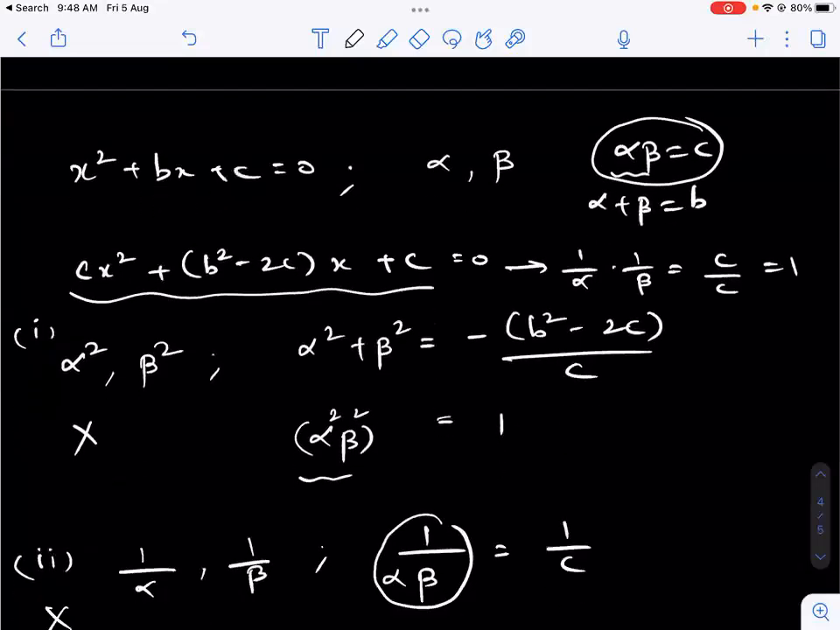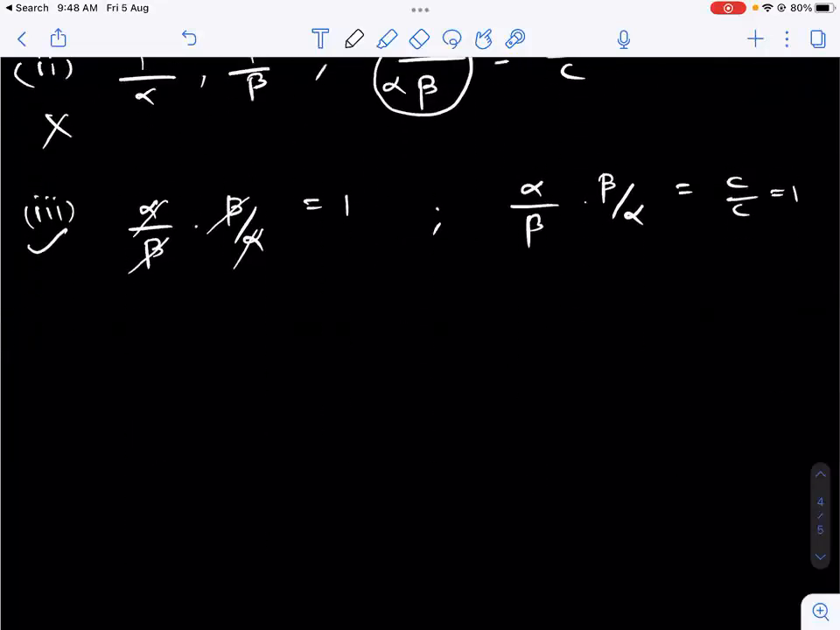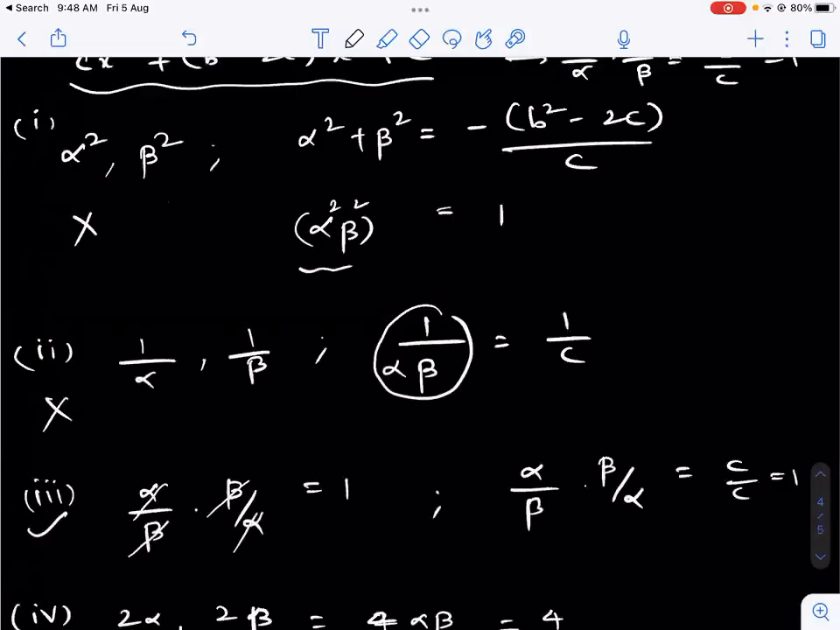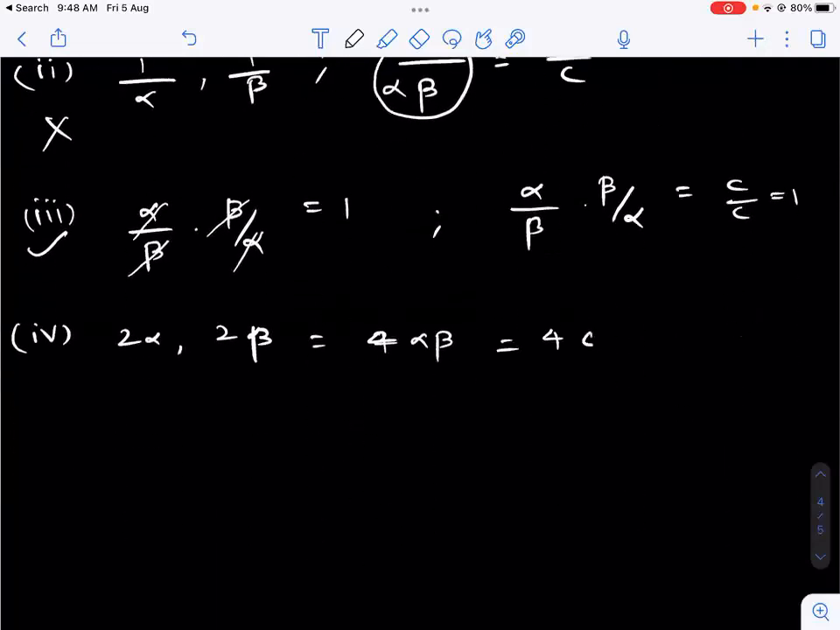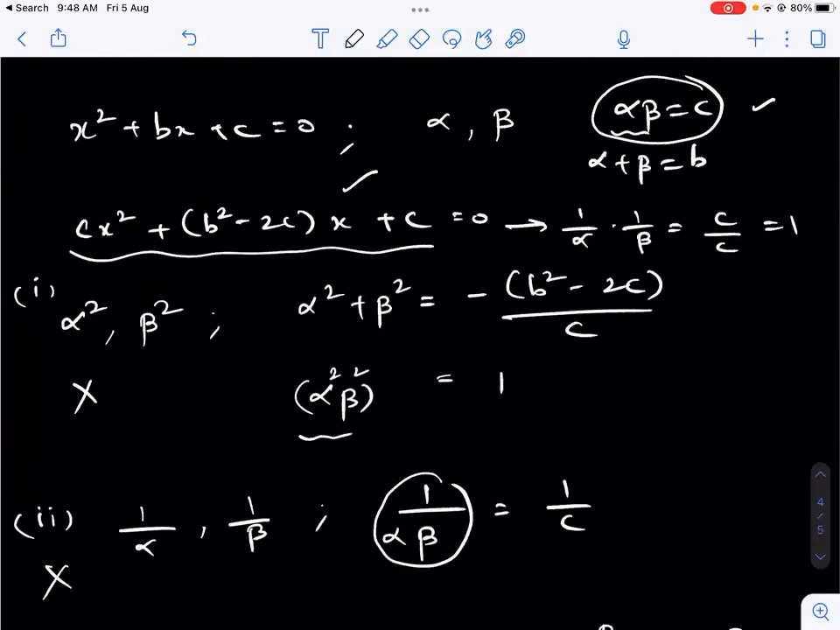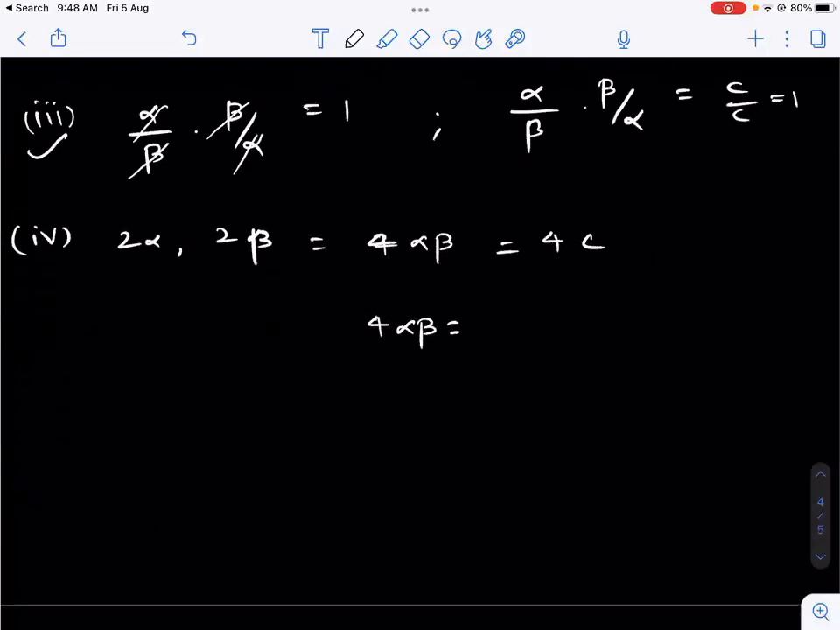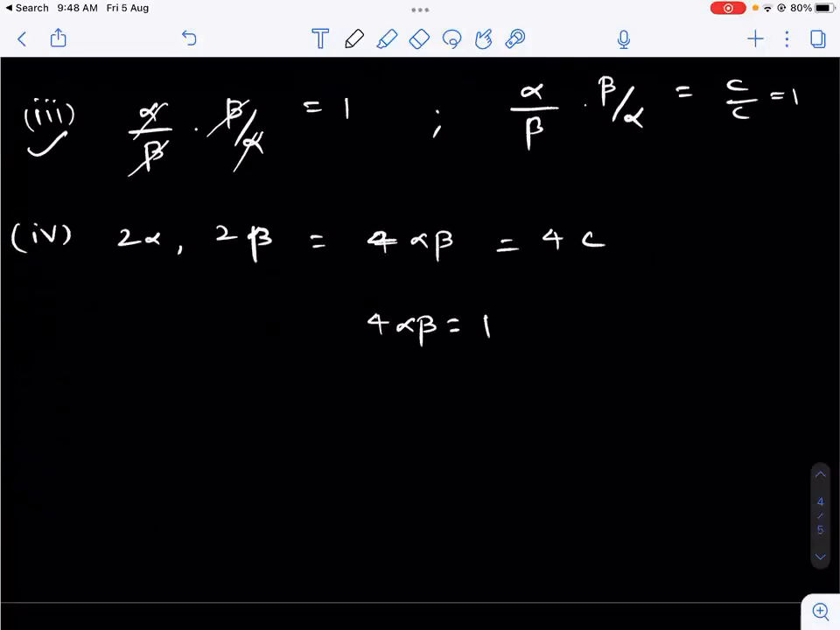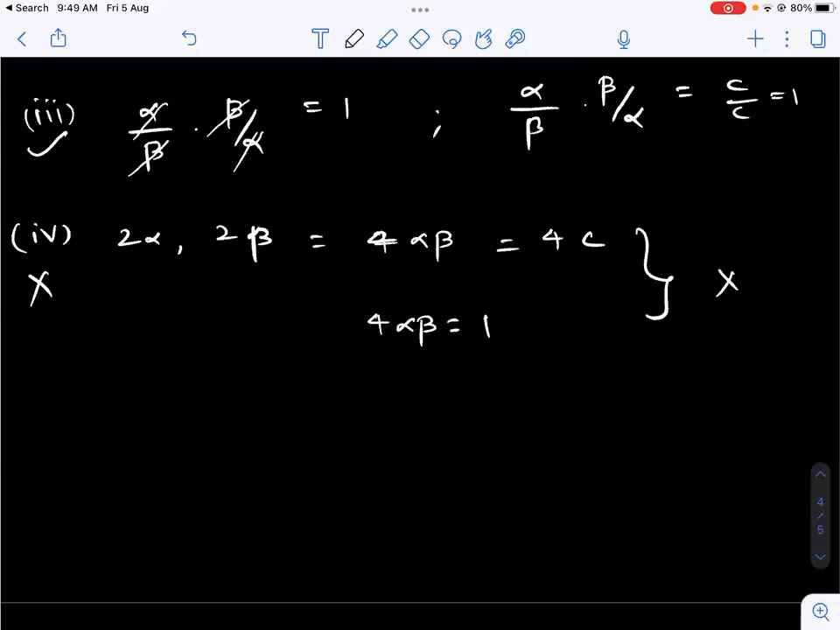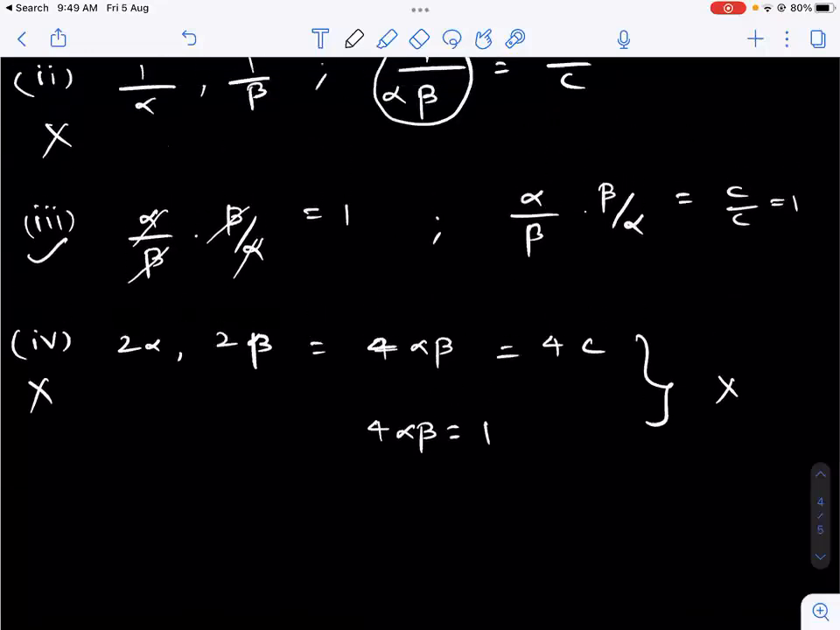So did you understand which answer is right? Yeah, option C. If you want, you can check D and also C. So for D, 2 alpha and 2 beta, if you take them to be the roots, what is the product of roots? 4 into alpha beta. 4 into alpha beta according to the first equation is C. But 4 into alpha beta according to the second equation is C divided by C, which is 1. Okay. So this is also not matching. So this is also not the right option. Okay. So the right option is only C. You make a note of this.